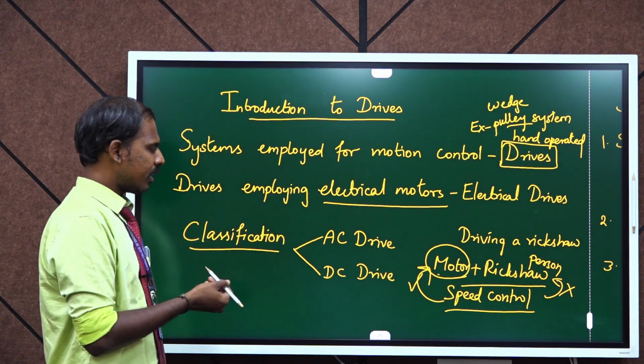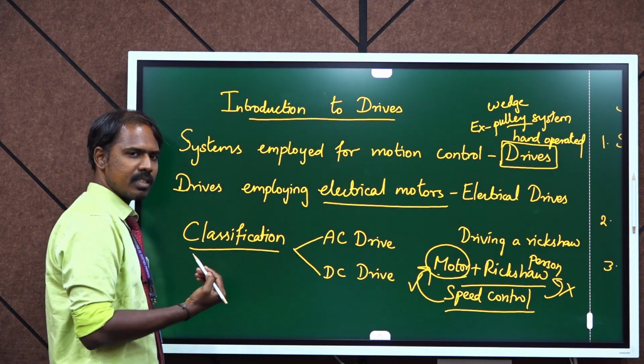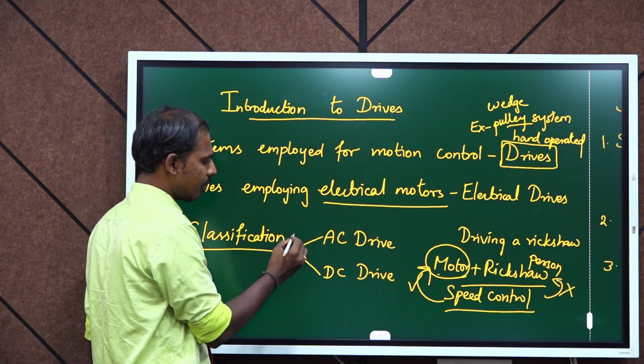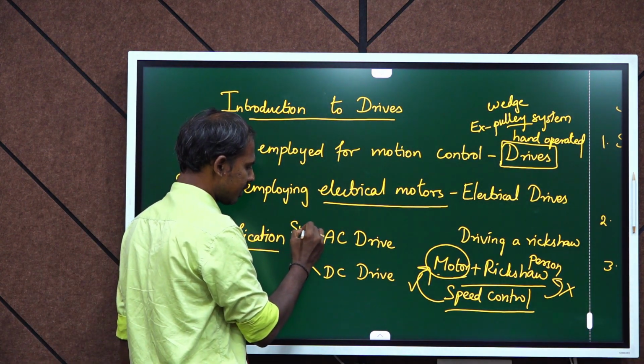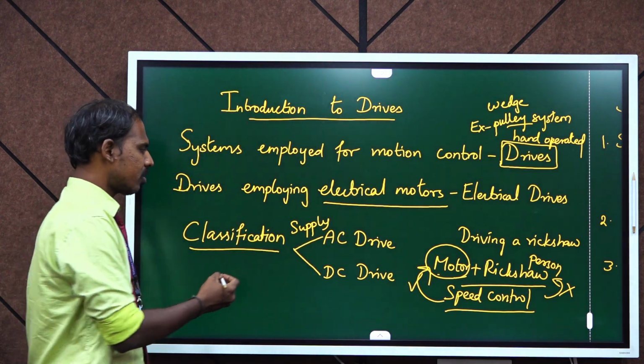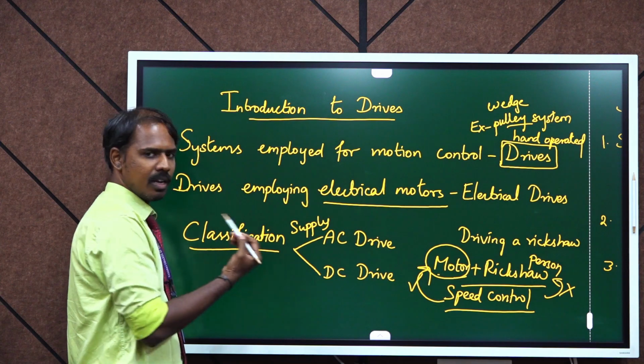Now we will enter into the classification domain. The basic classification is AC drive and DC drive. So it is brought up only with the help of the supply system. This classification is based on supply. So you can classify either as AC drive or DC drive.